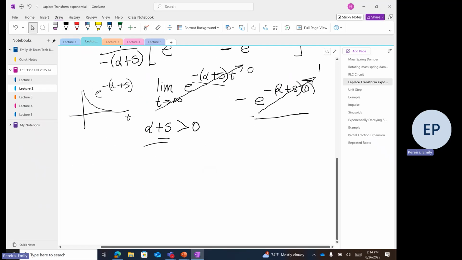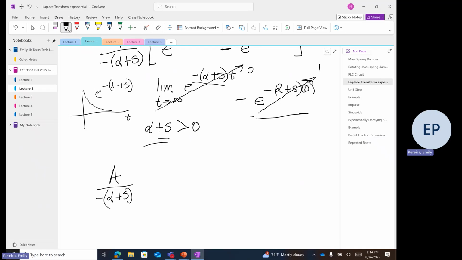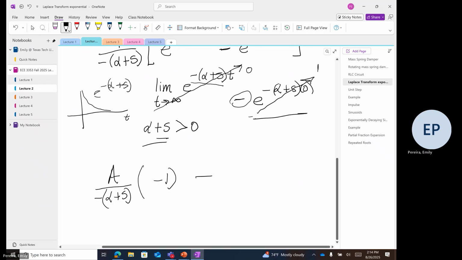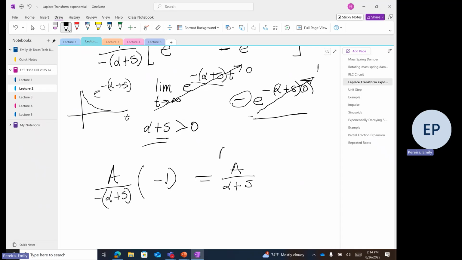So what do we have left? We have a divided by negative alpha plus s times negative 1, right? Because we have this negative sign here. Okay, so this gives us a over alpha plus s, which is our F of s.